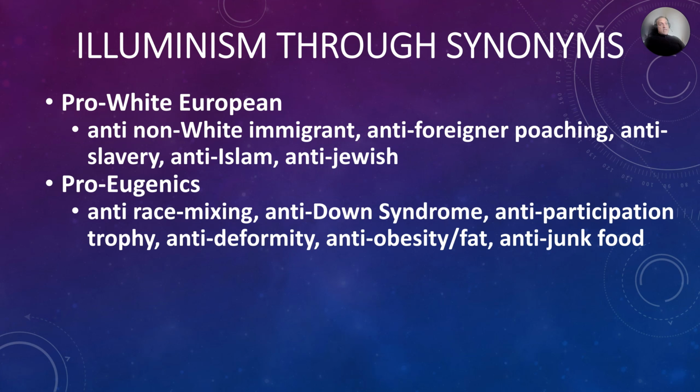Illuminism is anti-Down syndrome, anti-participation trophy, obviously, meritocracy, right? Anti-deformity, anti-obesity, anti-fat, and of course anti-junk food as well. So pro-eugenics, of course, that's Illuminism. So you want nice-looking people making very good pedigree, and you want the pedigree of those children. Now that doesn't mean, okay, well, let's go to CRISPR gene editing technology. No, you don't have to do that. That's like the incel way of doing it or something. If you just have good food and allow nature to take its course, allow women to select who they want to be with, that's sufficient.